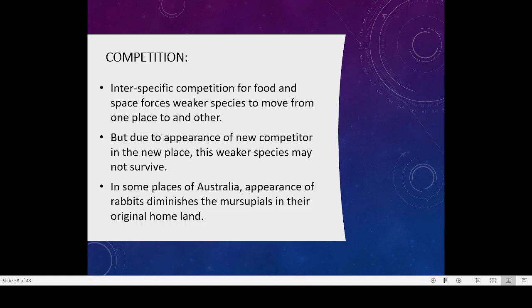So in a long process, what will happen is that marsupial animals may not get a sufficient amount of food or habitat to live. So slowly their population decreases. And this is the case where, when the rabbits were introduced into Australia, they greatly reduced the marsupial animals there. So these are all examples of competition.